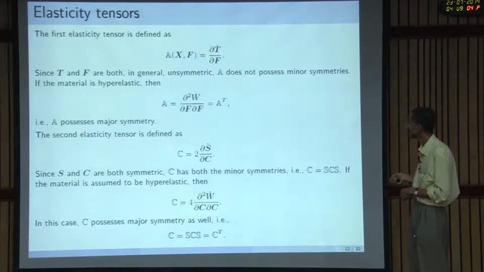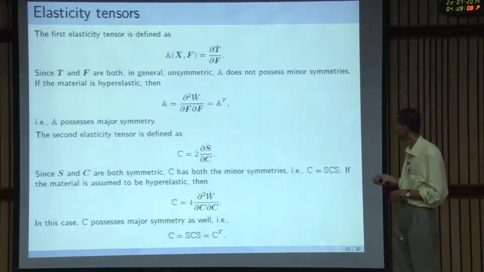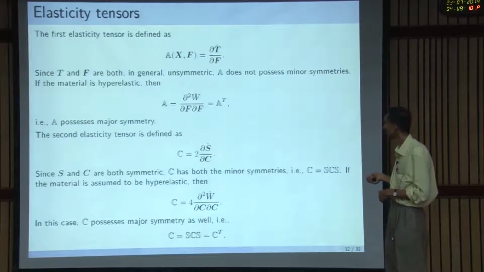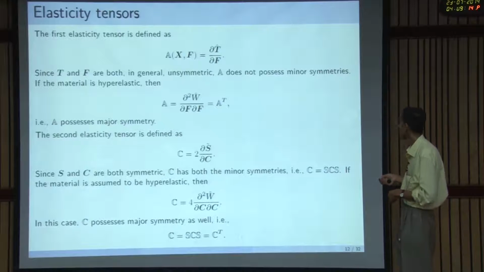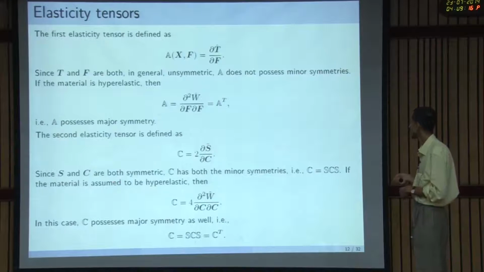Then the second elasticity tensor is defined as the derivative of the second Euler-Markov stress with respect to the right Cauchy-Green strain tensor. And here, since both S and C are symmetric, it has both minor symmetries.